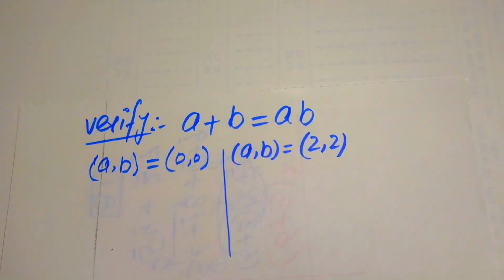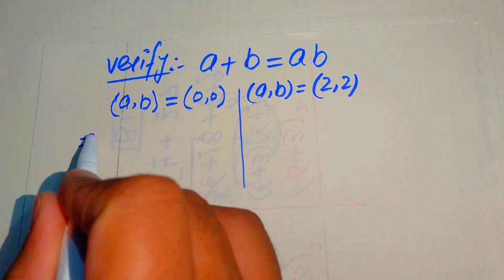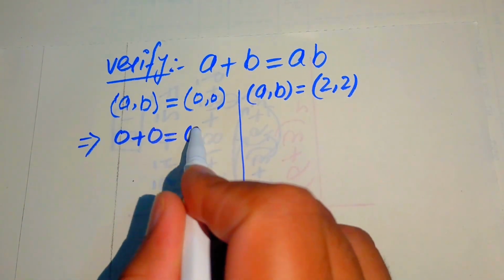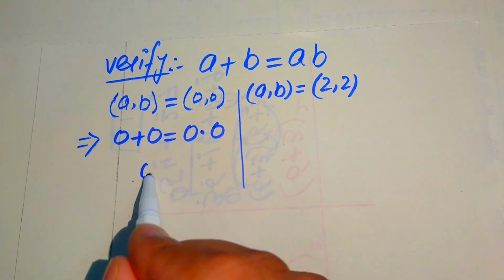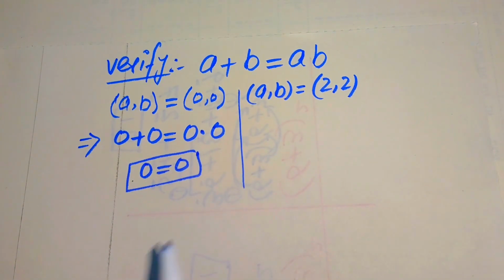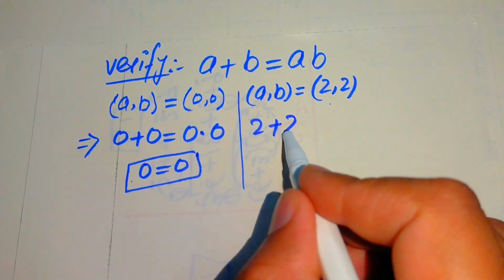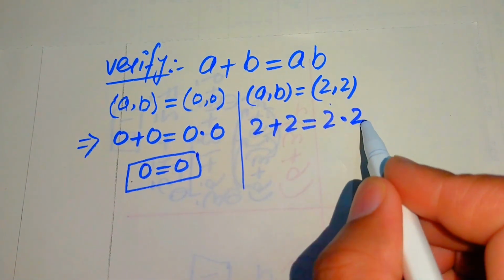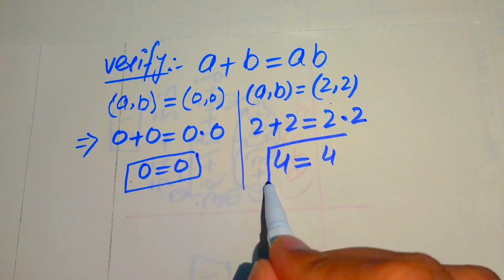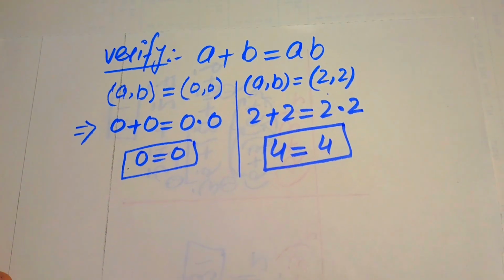So we will substitute both of these values of a and b into the given equation and check its behavior. When we put these values we get 0 plus 0 equals 0 multiplied by 0, and we get 0 equals 0. This satisfies our given question statement. Similarly, when we substitute these values here we get 2 plus 2 is equal to 2 multiplied by 2, and 2 plus 2 becomes 4, and 2 multiplied by 2 is also equal to 4. So both of these two roots satisfy our given question statement.